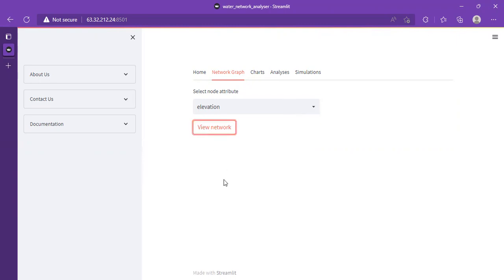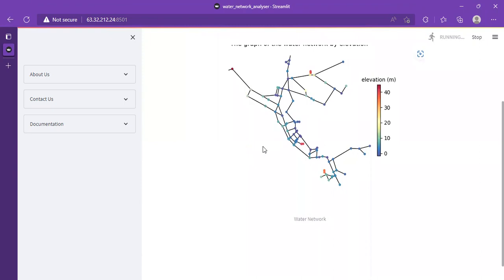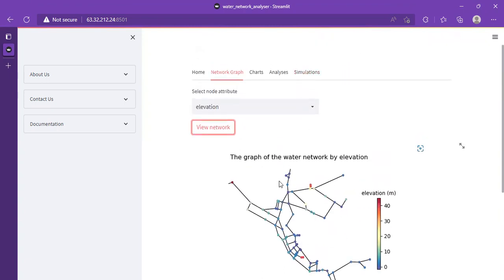You can visualize a network by elevation. Looking at this, we can see that we have the red dots, which indicate the places where tanks and reservoirs are located. And then we also have the blue dots, which are the locations that are near the ground.